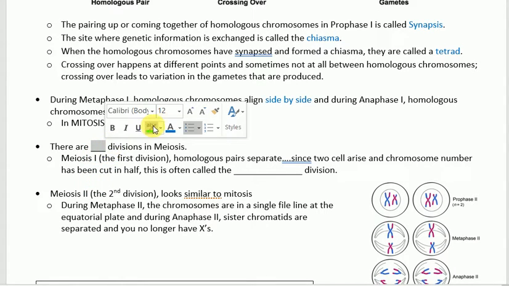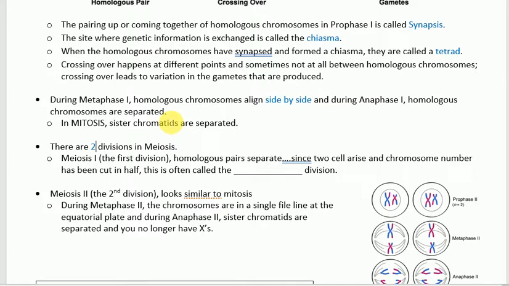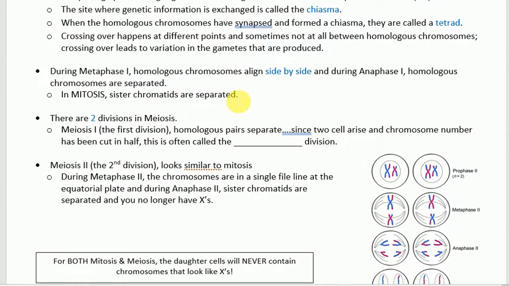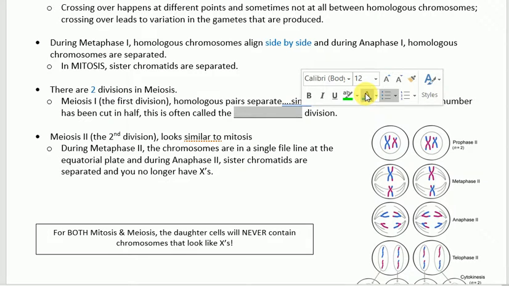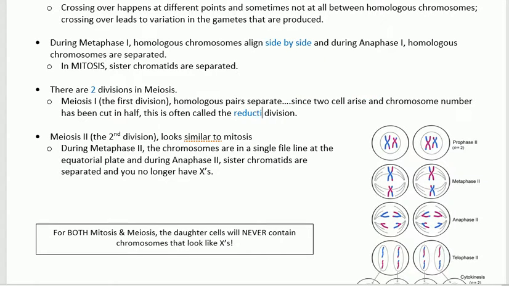So there are 2 divisions in meiosis. Meiosis 1 is the first division. The homologous pairs are going to separate. And since the 2 cells arise and the chromosome number has been cut in half, this is often referred to as a reduction division.